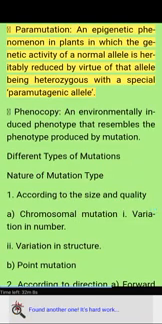Paramutation. An epigenetic phenomenon in plants in which the genetic activity of a normal allele is heritably reduced by virtue of that allele being heterozygous with a special paramutagenic allele. Phenocopy. An environmentally induced phenotype that resembles the phenotype produced by mutation.